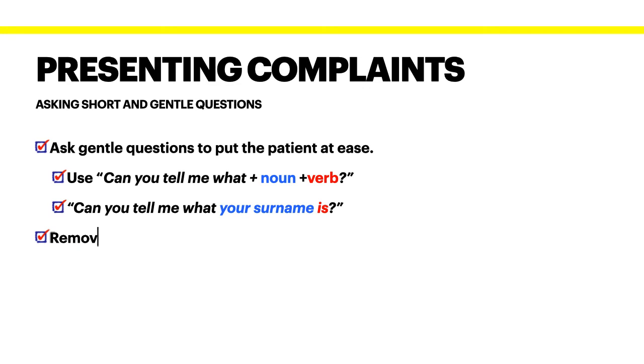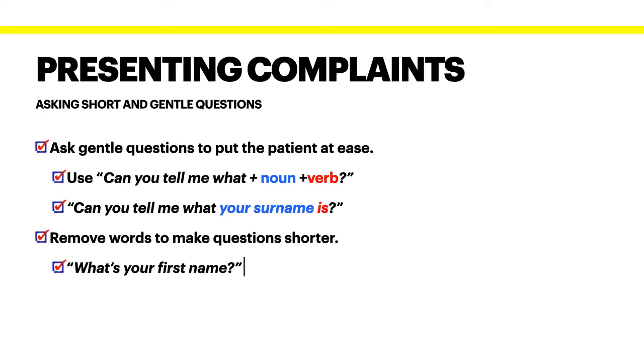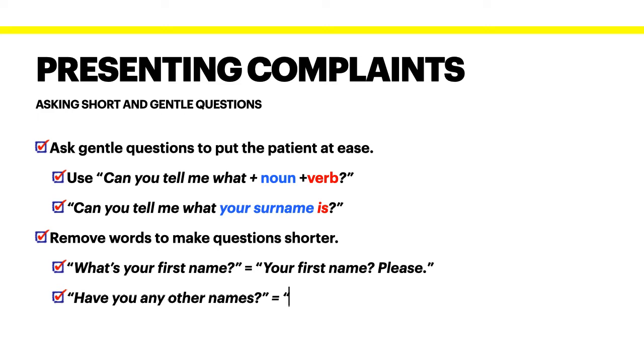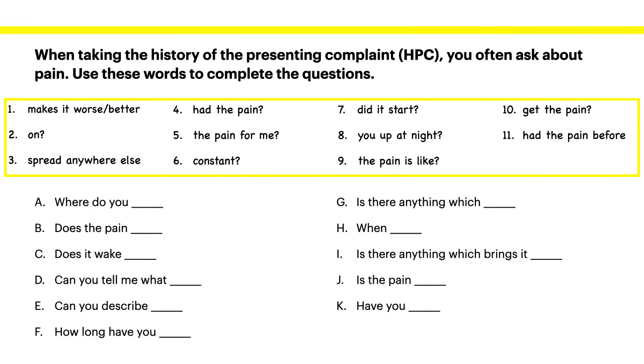You can also remove words to make questions shorter. For example, instead of saying, "What's your first name?" you could just say, "Your first name, please?" And adding that intonation in your voice makes it into a question. Another example would be changing the question, "Have you any other names?" to "Any other names?" And just that little rise in your voice at the end of the sentence turns it into a question. Okay, so let's do some practice now.